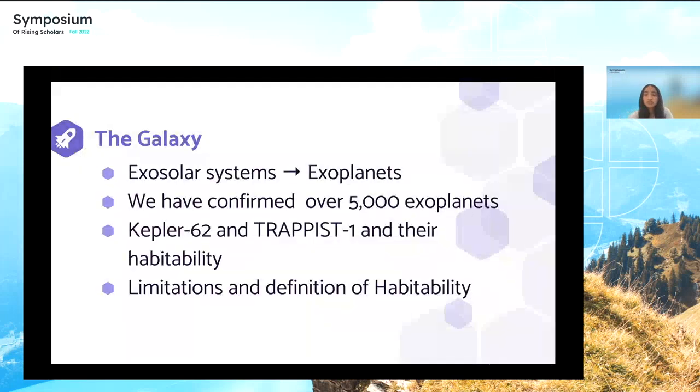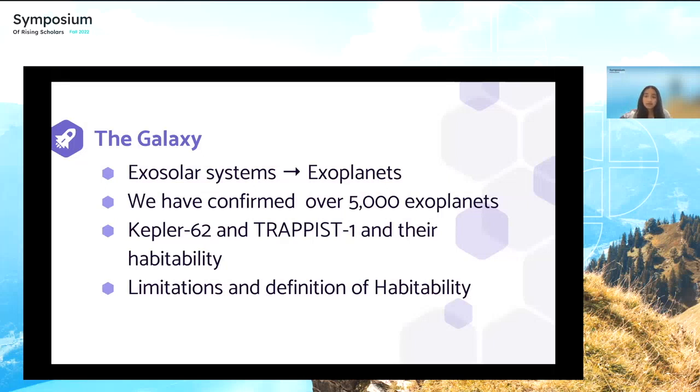So I want to start with a short background of my topic. Exosolar systems are solar systems other than ours, and they contain exoplanets, which are planets other than ours. I chose to focus on Kepler-62 and TRAPPIST-1, two exosolar systems with promising exoplanets. By compiling a variety of data, observations, and predictions, I determined the most likely habitable planet in each system.